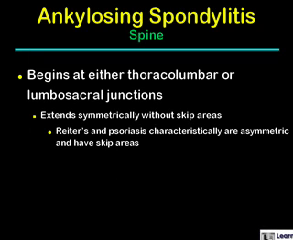In the spine, ankylosing spondylitis begins at either the thoracolumbar junction or at the lumbosacral junction. It extends symmetrically without skip areas, which is in contradistinction to Reiter's and psoriasis, which characteristically are asymmetric and do have skip areas in the spine.